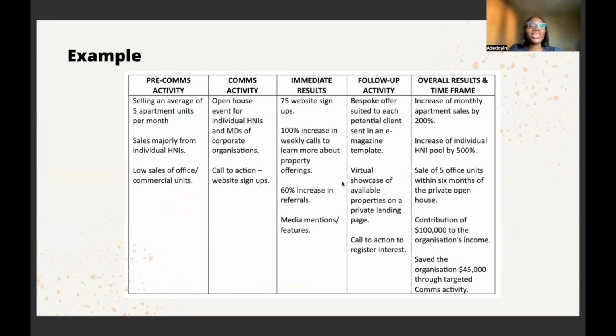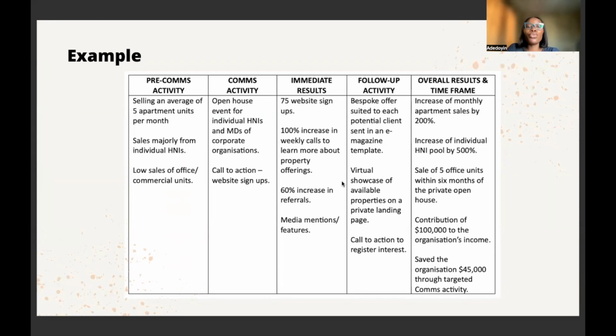Okay, so we're still on the real estate company. What was the status quo pre the comms activity? So for this company, they were selling an average of 5 apartment units per month, and that's useful information to know. And then they were selling majorly to individual HNIs, but there was low sales of office and commercial units.